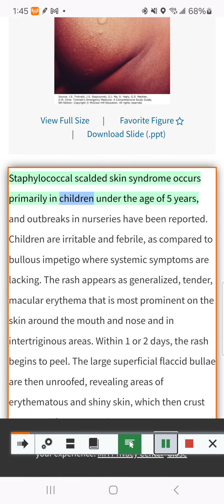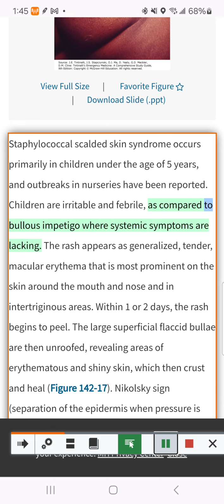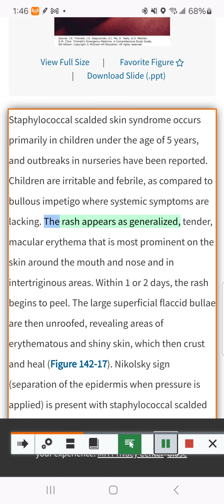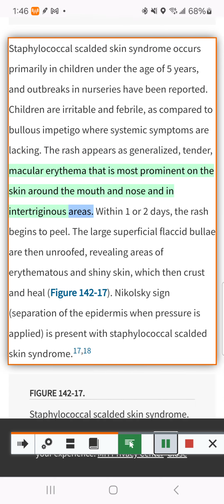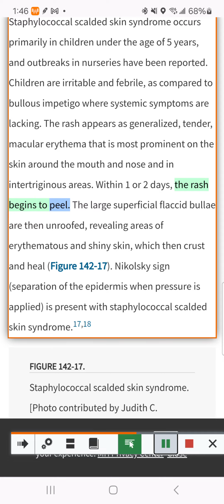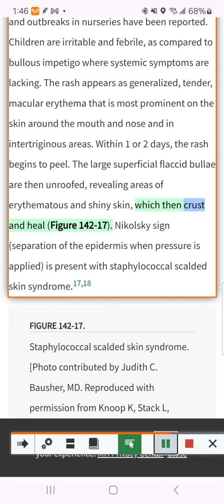Staphylococcal scalded skin syndrome occurs primarily in children under the age of 5 years, and outbreaks in nurseries have been reported. Children are irritable and febrile, as compared to bullous impetigo where systemic symptoms are lacking. The rash appears as generalized, tender, macular erythema that is most prominent on the skin around the mouth and nose and in intertriginous areas. Within 1 or 2 days, the rash begins to peel. The large superficial flaccid bullae are then unroofed, revealing areas of erythematous and shiny skin, which then crust and heal.